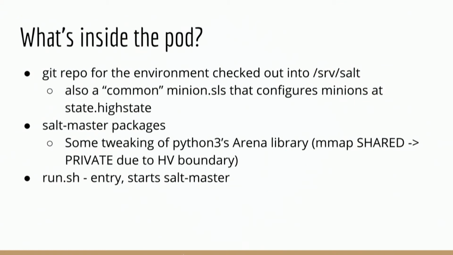Obviously you need saltmaster packages because you're going to be running saltmaster. I will say one thing: we did need to tweak the Arena library for Salt. Salt depends on the Arena allocator, and for Python 3, the Arena library maps everything as shared pages. But because we're running these pods inside a hypervisor, you can't actually map shared pages across hypervisor boundaries. It's a security feature. They just won't let you map shared memory across hypervisor boundaries, which actually kind of makes sense. But we just had to change that to private. That was the only thing we had to do. Otherwise, Saltmaster works great with Kubernetes, just as it is. And run.sh, the most descriptively named bash script ever, is the entry point, and it starts Saltmaster, and that's all it does.